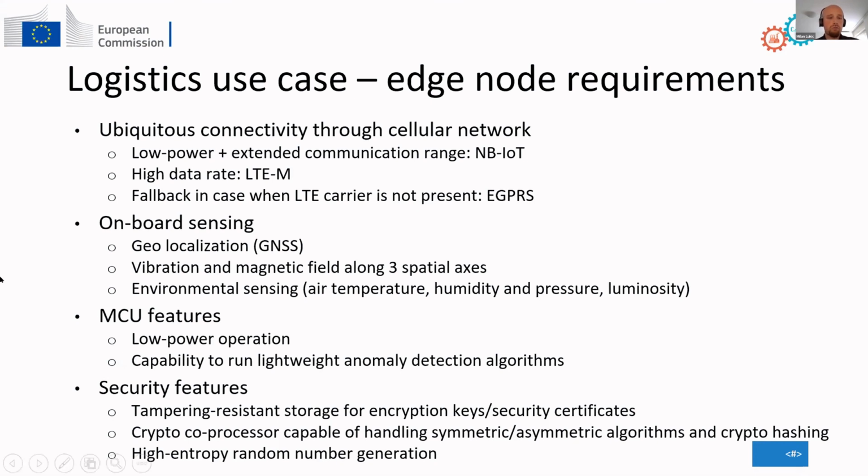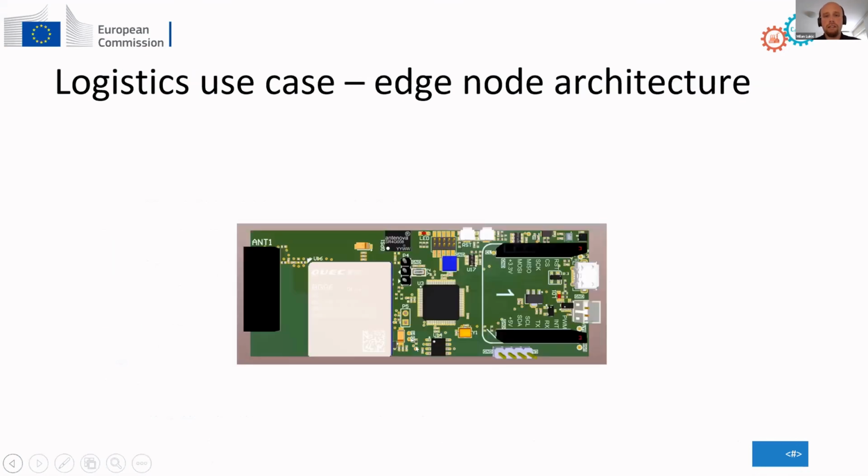And finally, we need to have security features, which is tamper-resistant storage for encryption keys, certificates, and other credentials. Also, we need a crypto coprocessor to offload the computationally heavy cryptographic algorithms from our resource-constrained MCU. And finally, we need good quality random number generation. So now I present our edge node architecture.